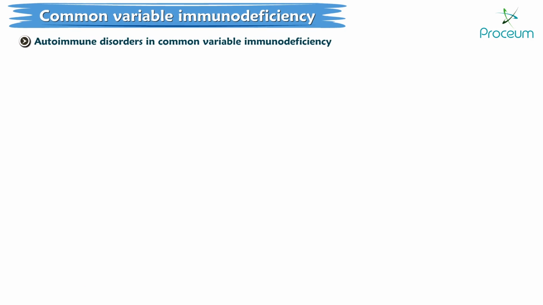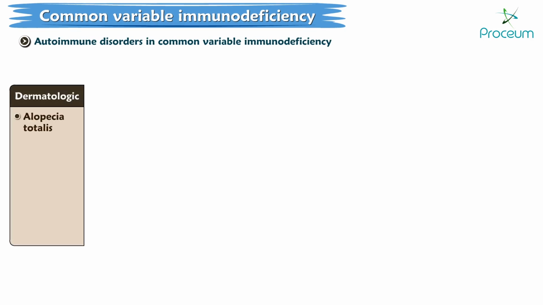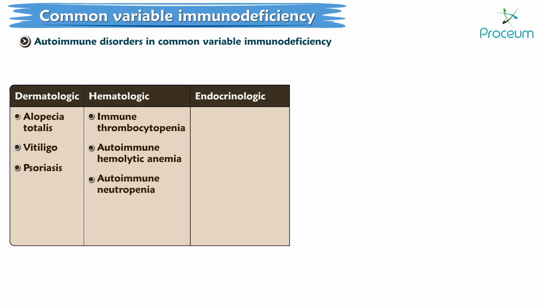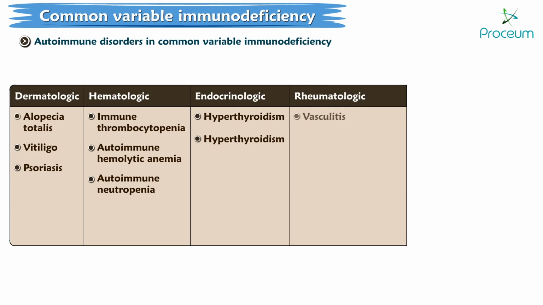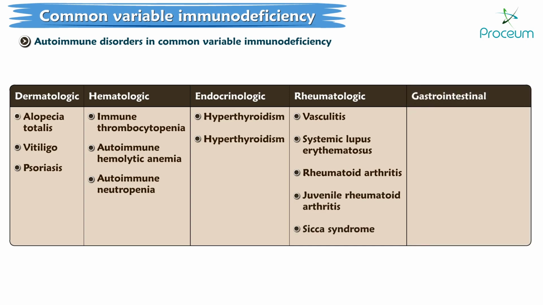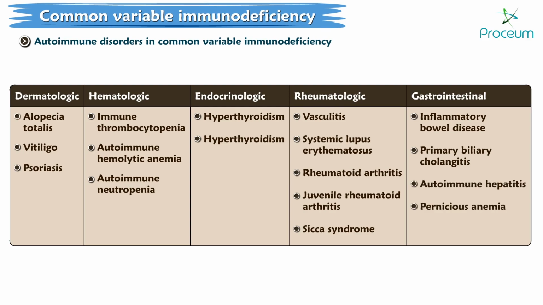Here are the autoimmune disorders that are associated with common variable immunodeficiency. Dermatologic disorders include alopecia totalis, vitiligo, and psoriasis. Hematologic disorders include immune thrombocytopenia, autoimmune hemolytic anemia, and autoimmune neutropenia. Endocrinologic disorders include hyperthyroidism and hypothyroidism. Rheumatologic disorders include vasculitis, systemic lupus erythematosus, rheumatoid arthritis, juvenile rheumatoid arthritis, and Sicca syndrome. Gastrointestinal disorders include inflammatory bowel disease, primary biliary cholangitis, autoimmune hepatitis, pernicious anemia, and atrophic gastritis.